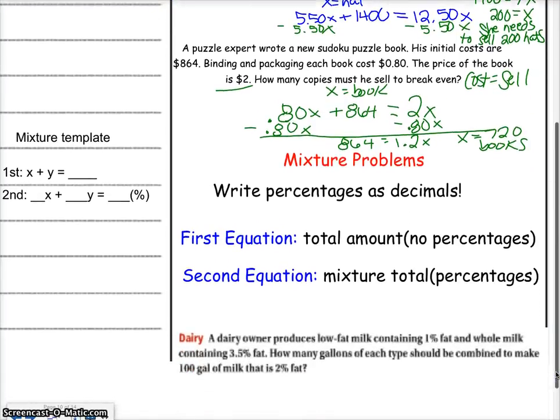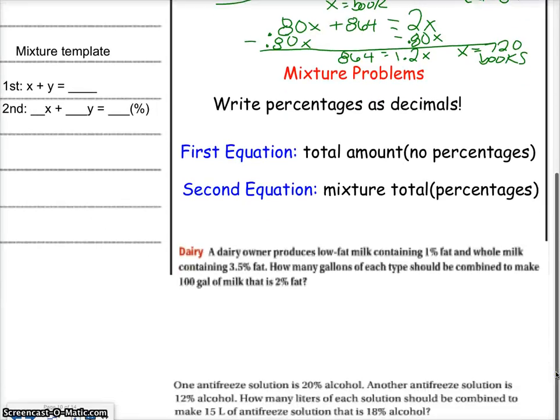This is the business application. Then we can get to our science application, and this is more chemistry involved. But when you create mixtures, you want to make sure to write percentages as a decimal. Here's where I messed up the last time. The first equation is always x plus y equals whatever kind of total amount you want at the end. So this blank is a total. It's going to say you want a total of 20 milliliters, or a total of 100 milliliters, or something like that. It's going to give you some kind of total.